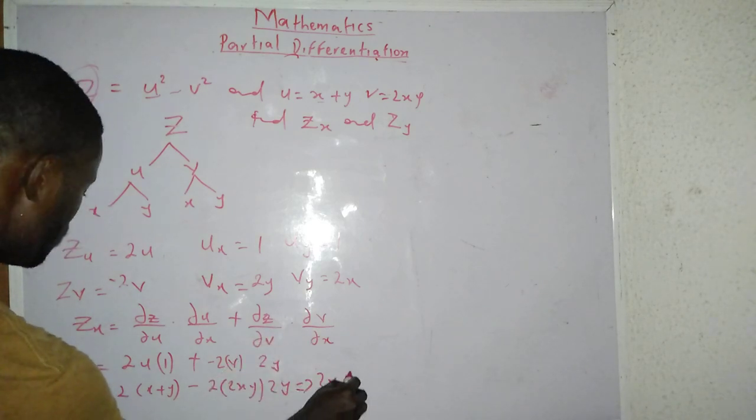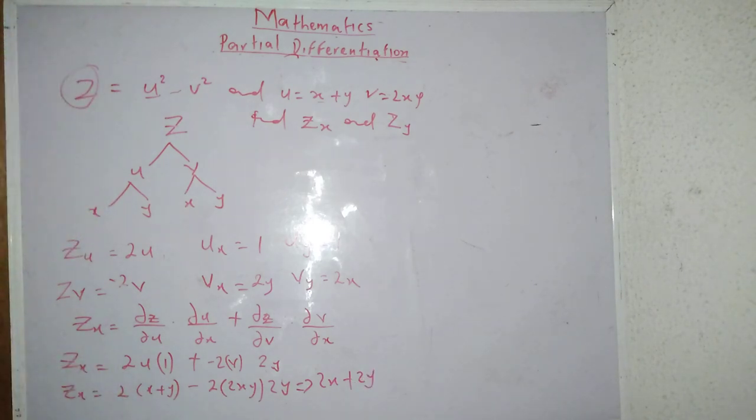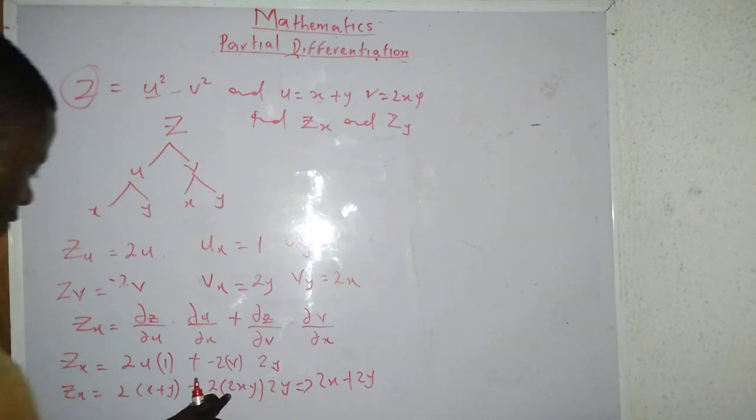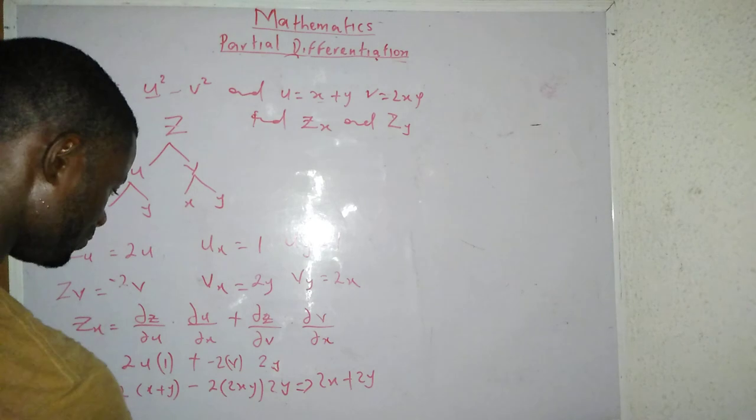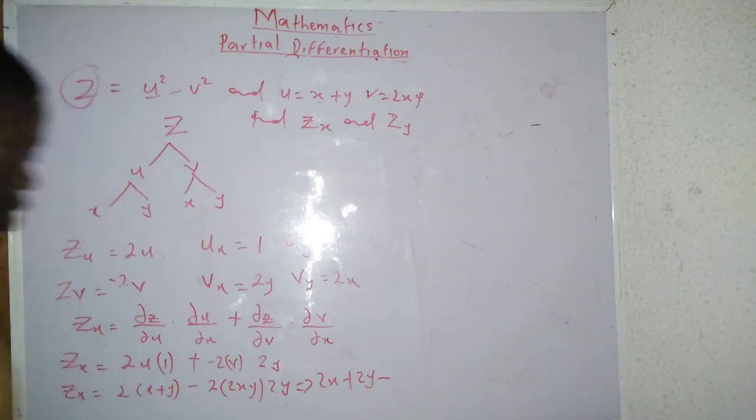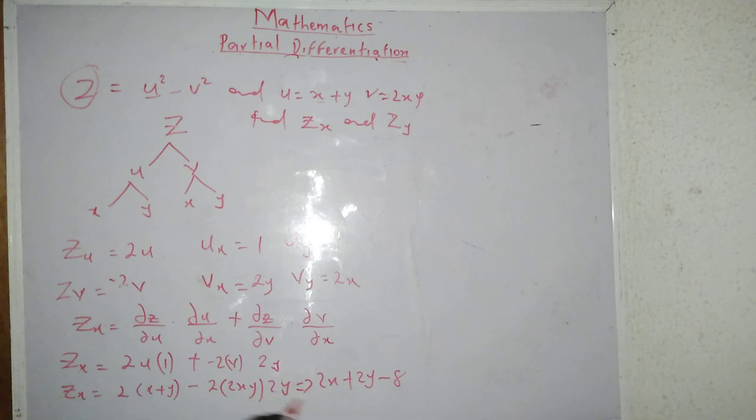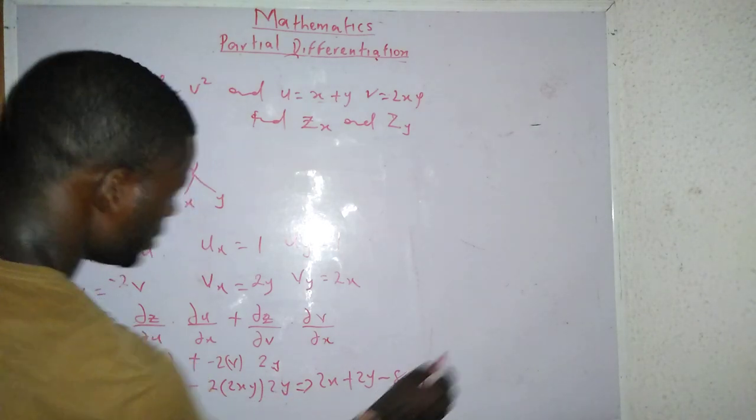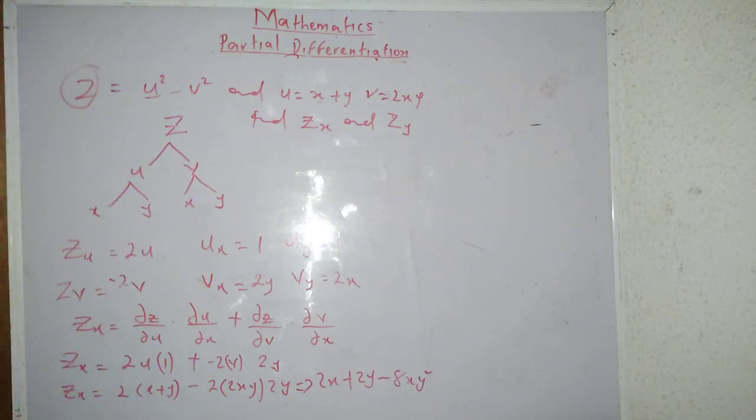Now, my final answer will be what? 2x plus 2y, which is 4. This one will be 4. This one will be 8. Minus 8x, which is xy squared. That is my final answer.